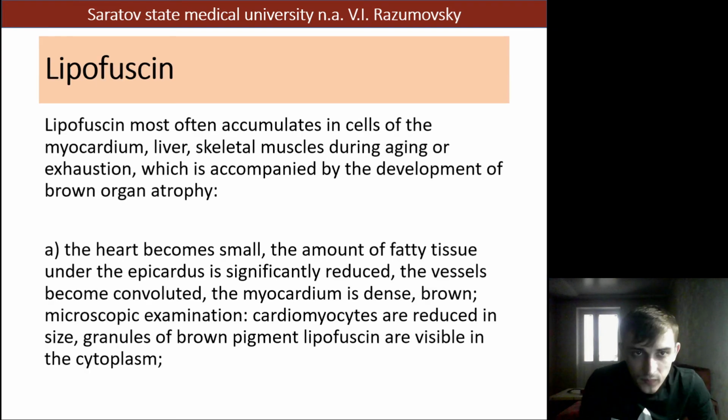Lipofuscin most often accumulates in the cells of the myocardium, liver, and skeletal muscles during aging or exhaustion, which is accompanied by the development of brown organ atrophy. The heart becomes small, the amount of fatty tissue under the epicardium is significantly reduced. The vessels become convoluted, the myocardium is dense and brown. On microscopical examination, cardiomyocytes are reduced in size, and granules of brown pigment, lipofuscin, are visible in the cytoplasm.